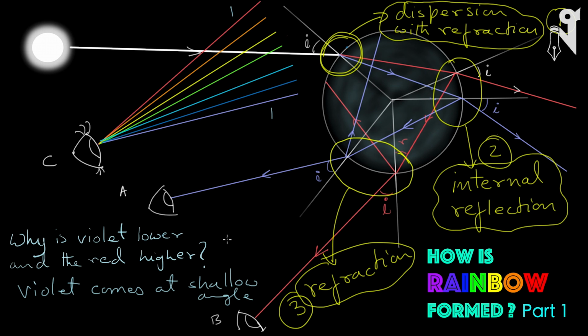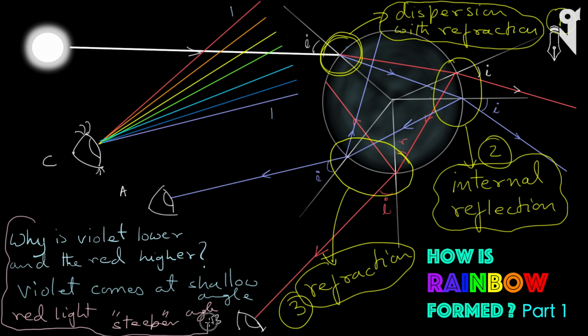In 10th grade, you don't have to use words like angle of depression and all. It simply means that you don't have to elevate your vision so much. Your angle of elevation wouldn't be so high to watch the violet light as much as to watch the red light. We are talking about just 2 degrees of difference, by the way. And red light comes at a higher or steeper angle. So I hope that will explain why violet is lower and why red is upper.